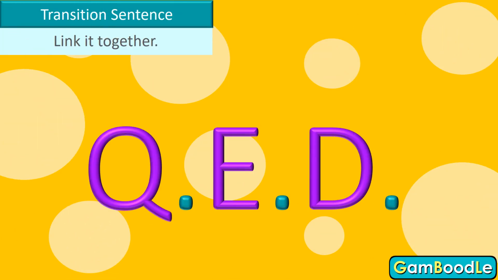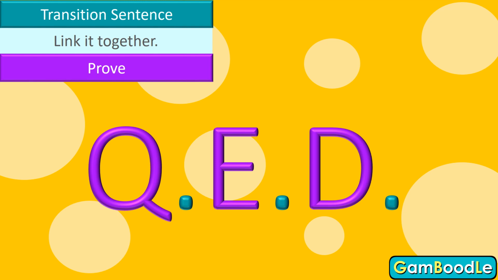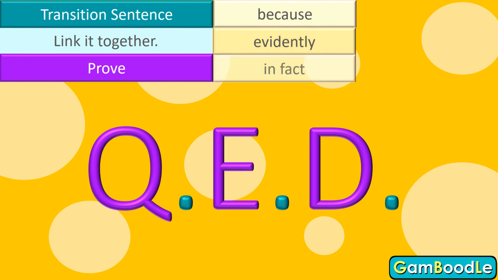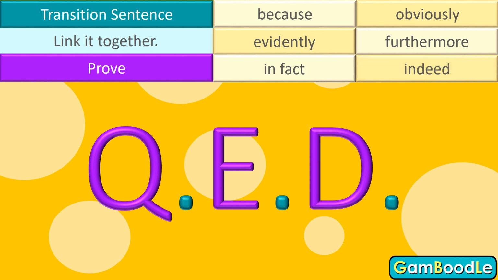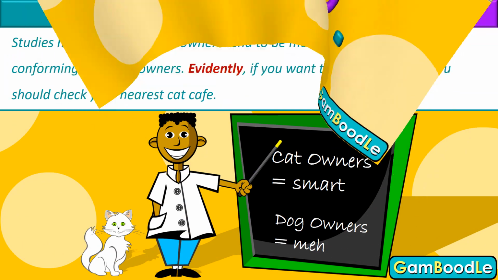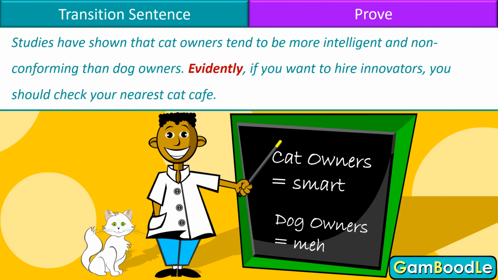Transition sentences can be used to prove an idea. Some examples of transition words or phrases are because, evidently, in fact, obviously, furthermore, and indeed. Let's look at an example. Studies have shown that cat owners tend to be more intelligent and non-conforming than dog owners. Evidently, if you want to hire innovators, you should check your nearest cat cafe.